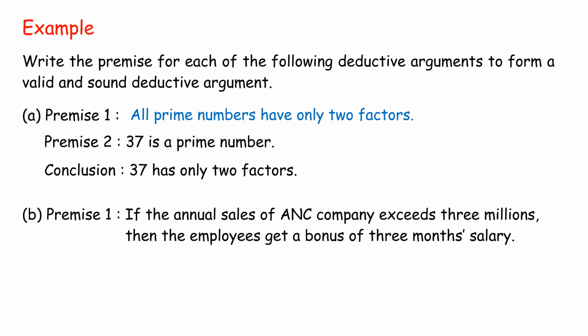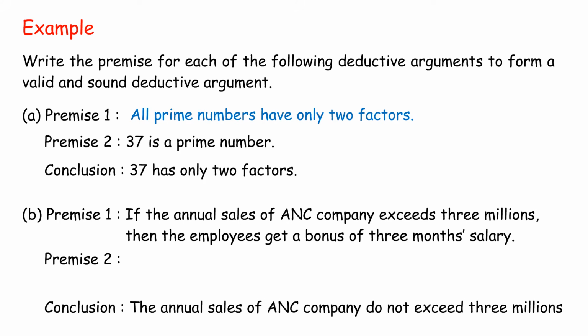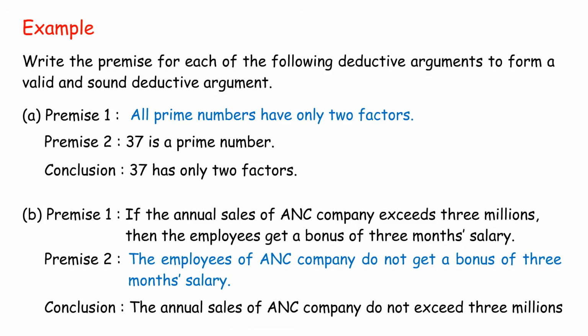B. Premise 1. If the annual sales of ANC company exceeds 3 million, then the employees get a bonus of 3 months' salary. Conclusion. The annual sales of ANC company do not exceed 3 million. Solution. Premise 2. The employees of ANC company do not get a bonus of 3 months' salary.